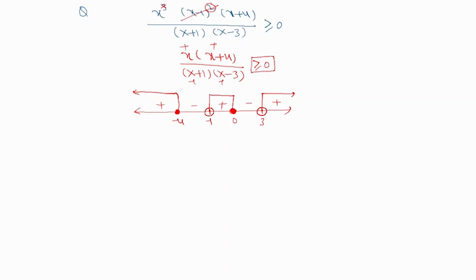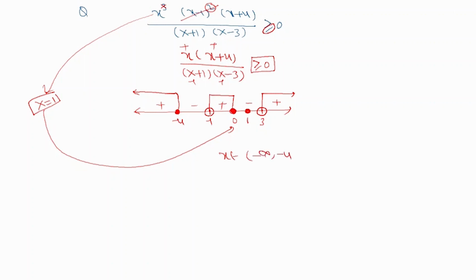Now, because it has an equality sign, with rule number 1 comes rule number 3. Rule number 3 says, if we have removed any expression in rule number 1, we'll need to add it in the final solution. So what have I removed? I have removed x equal to 1. So I'll need to add x equal to 1 in the final solution. So the answer to this question is x belongs to minus infinite to -4, union, not included -1 to 0, union 1, union not included 3 to infinite.